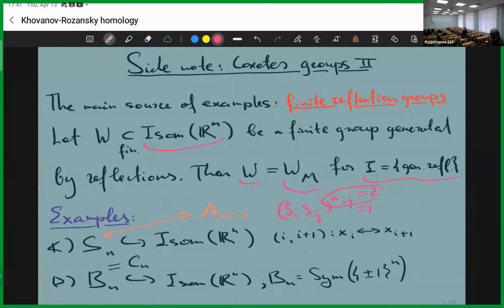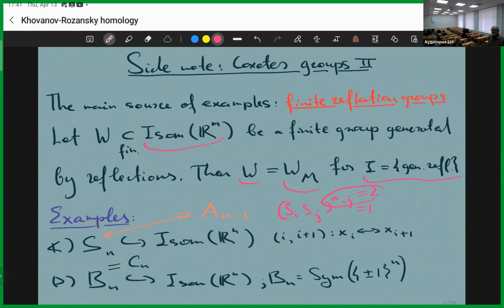Значит, появляется порядок такого произведения. There are other finite Coxeter groups that can be obtained in a similar way, and each generator can be understood not as a transposition, but as a reflection with respect to some hyperplane in some vector space, like in the case of B_n series or C_n series or whatever it is.